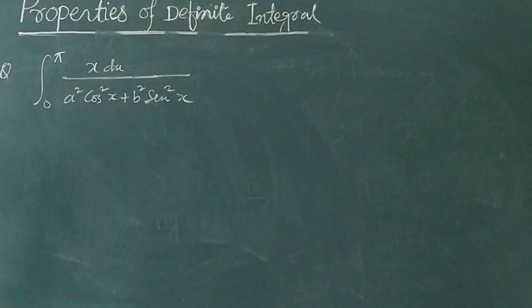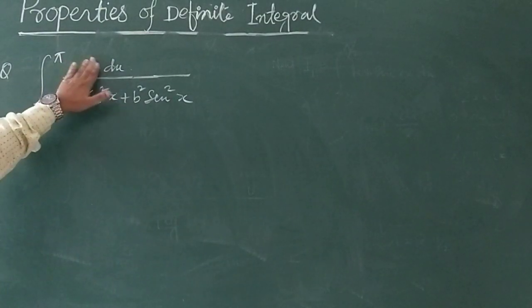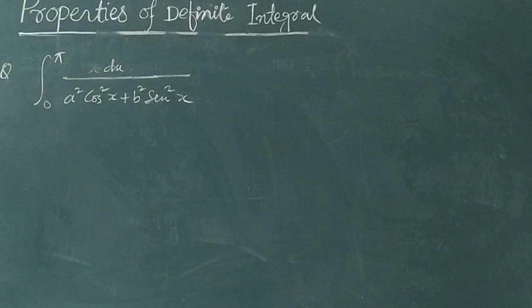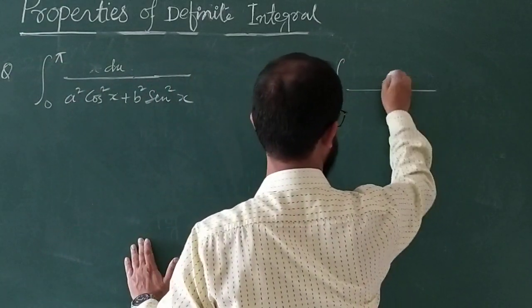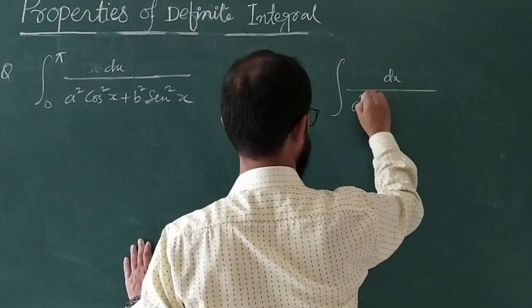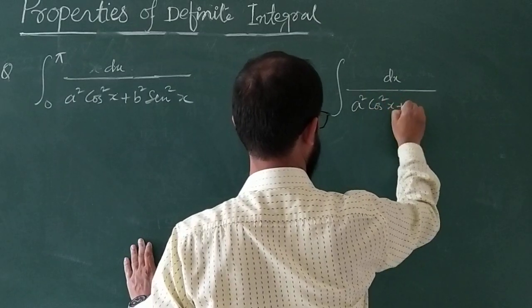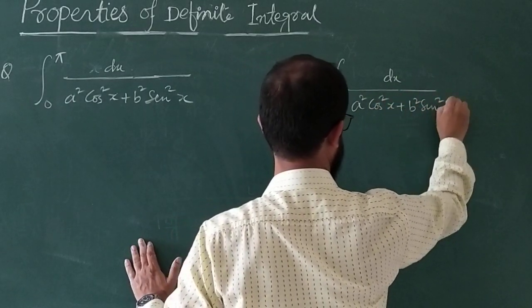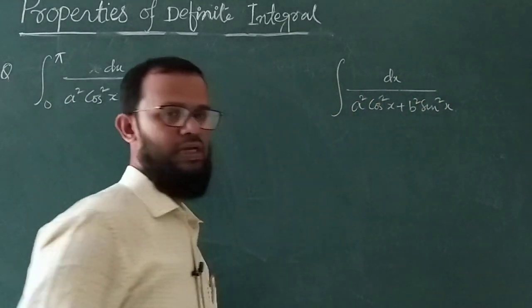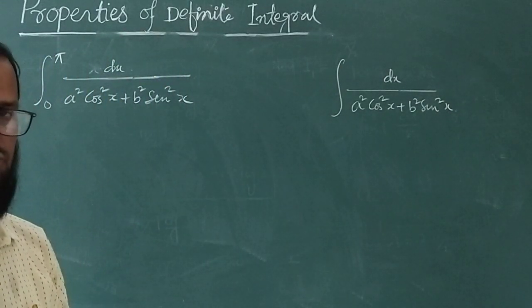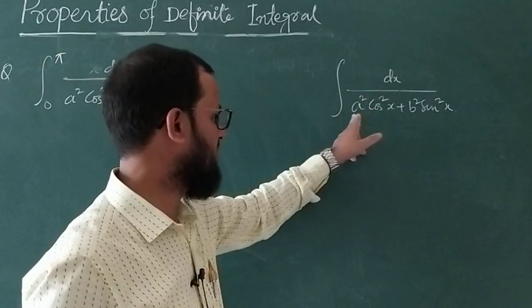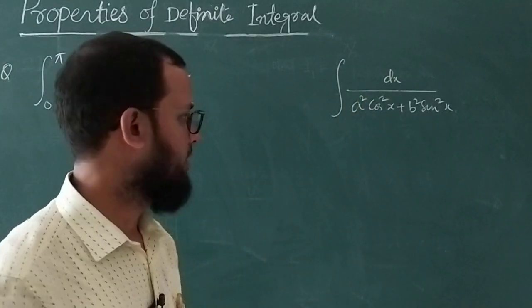Now see, in this integral, if there is no x, it is a type of integral I told you about in indefinite integrals: a square cos square x plus b square sin square x. And suppose a square can be a or b square can be a, no problem, because a square is a constant, b square is a constant, so it can be considered another constant. So no issue.